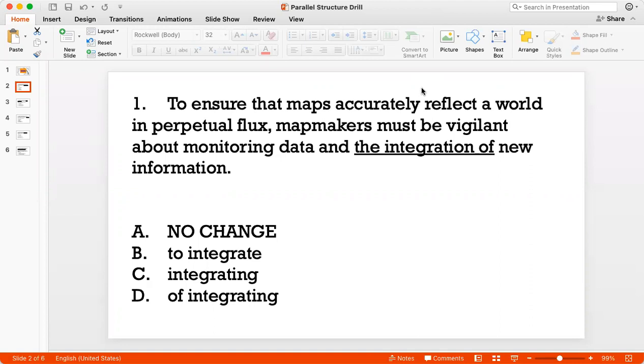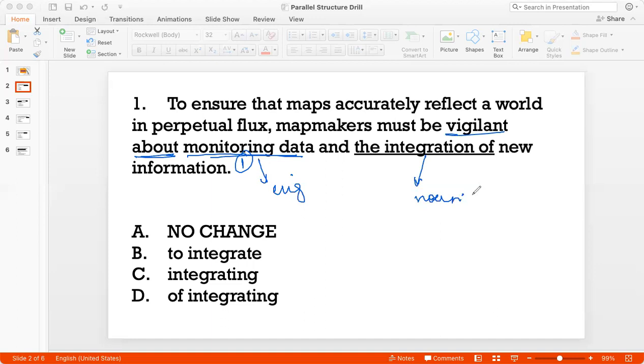on a list, right? So here I'm saying that mapmakers must be vigilant about first monitoring data. So they have to be vigilant about monitoring data, and they should be vigilant about the integration of new information. Now here I'm using the ing form of the word monitor, but here I'm using the noun form of integration when I should be using the ing form of the verb integrating, not integration, because it has to be parallel to monitoring. So I need to choose an option that has integrating.